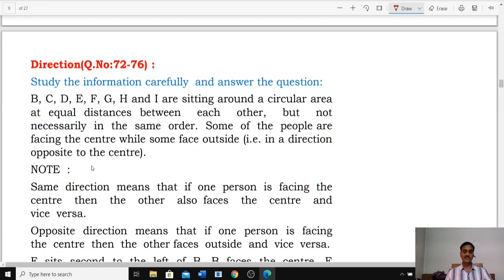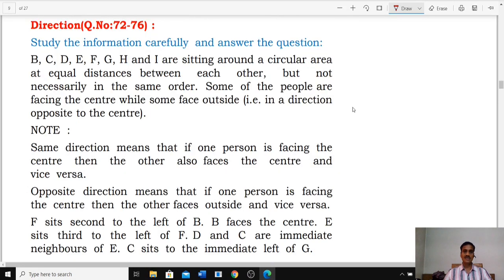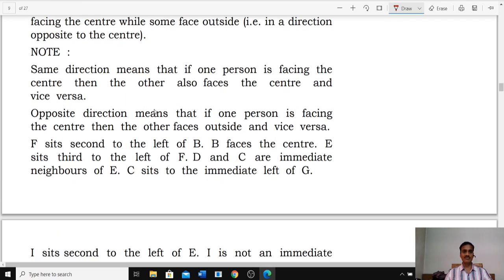Then coming to 72 to 76. It is based on circular arrangement. How many persons are there? 8 persons. B, C, D, E, F, G, H, and I are seated around a circular table. Some of the people face the center, some of the people face away from the center.